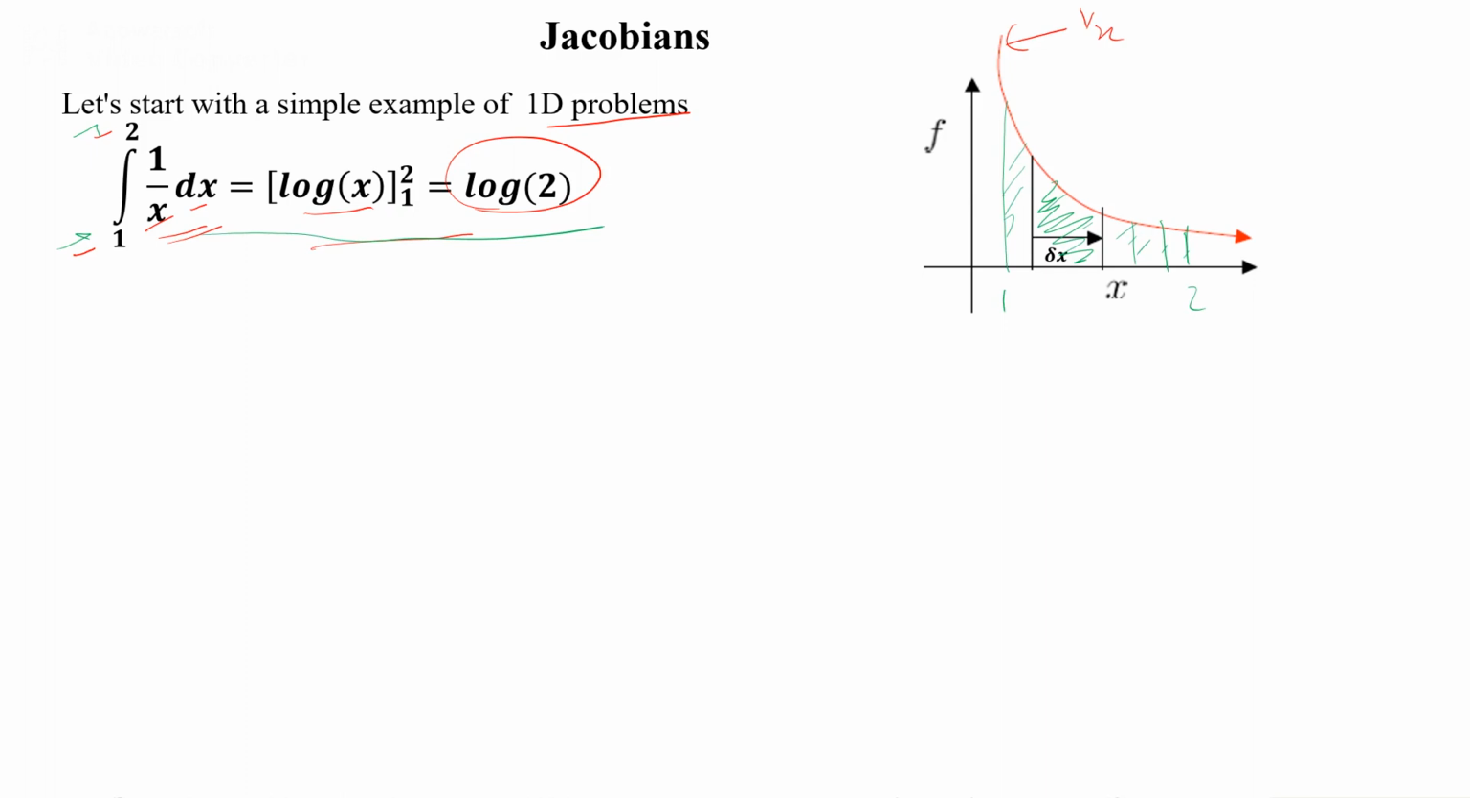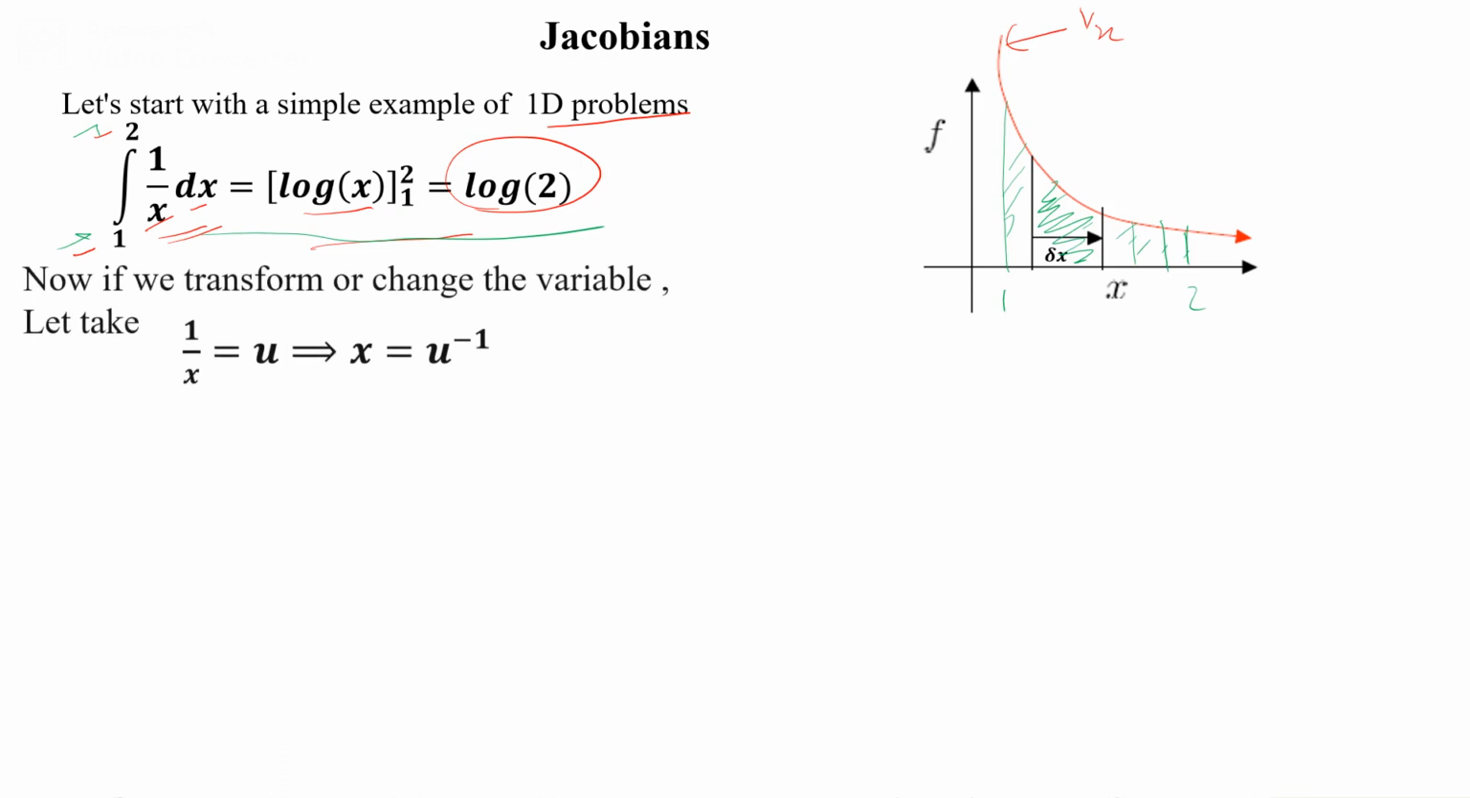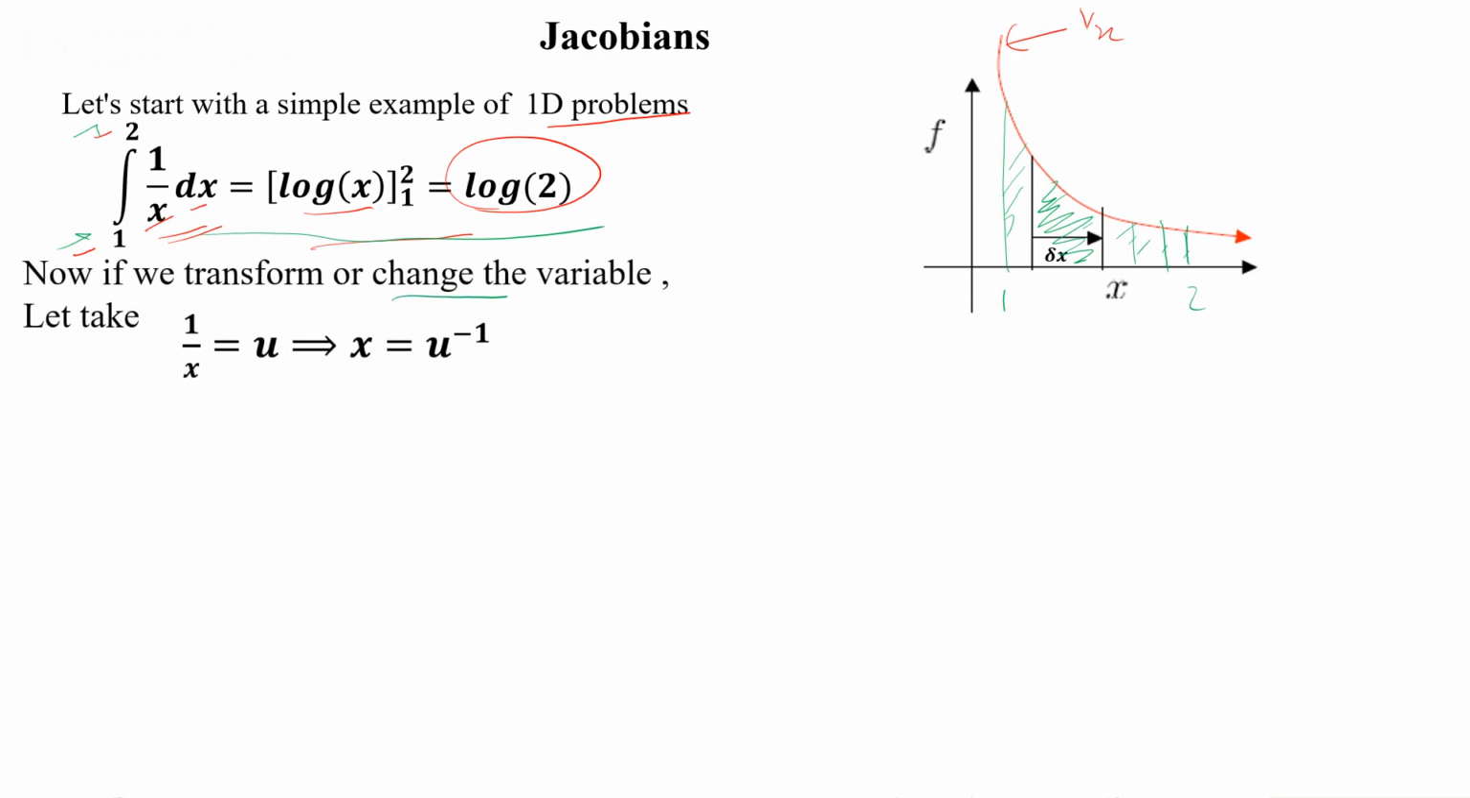But if we want to transform or change the variable in that integration, sometimes we use the substitution method. We substitute, or we can say transform, x into some new variable. Let's take 1 upon x as u, so we can say x is equal to u inverse, or 1 upon u, and after taking the derivative, dx upon du is minus u power minus 2. When we change the variable, we also change the limits of that integration.